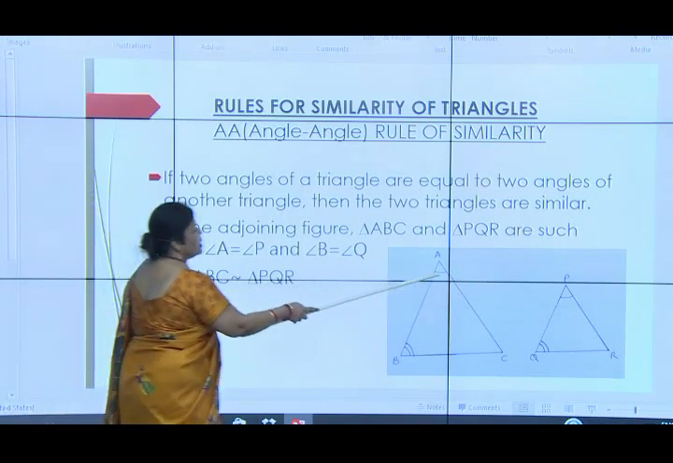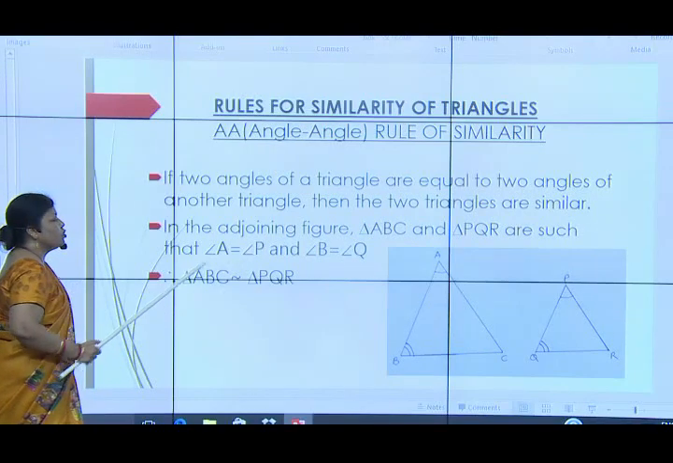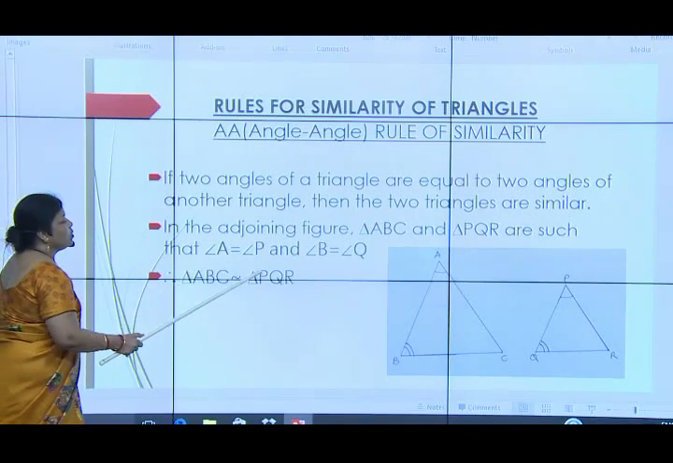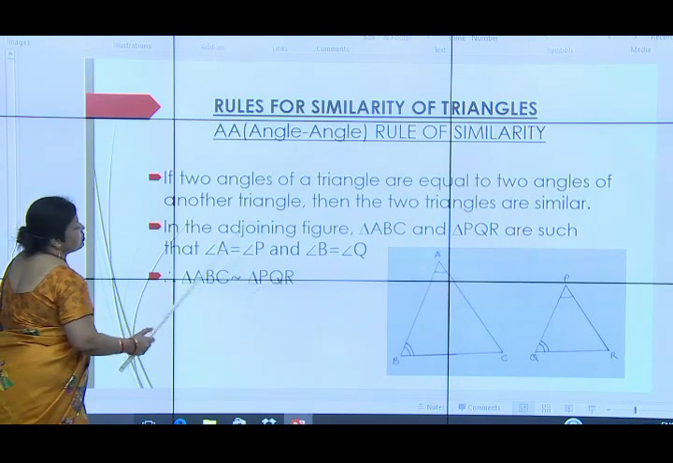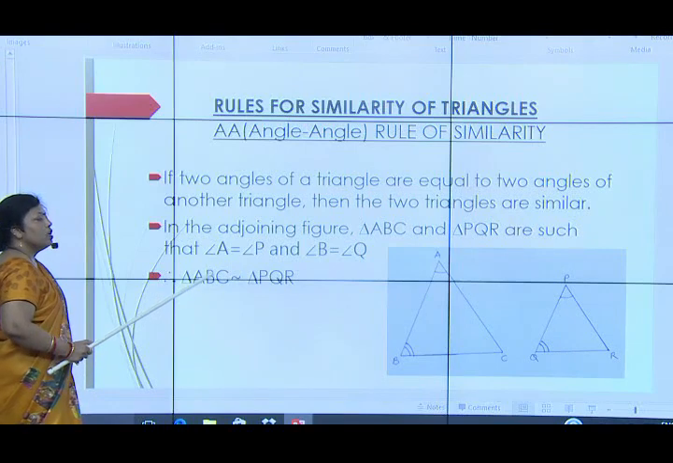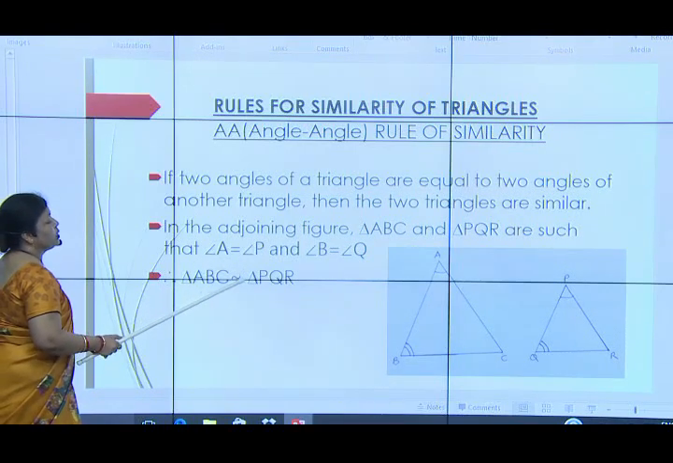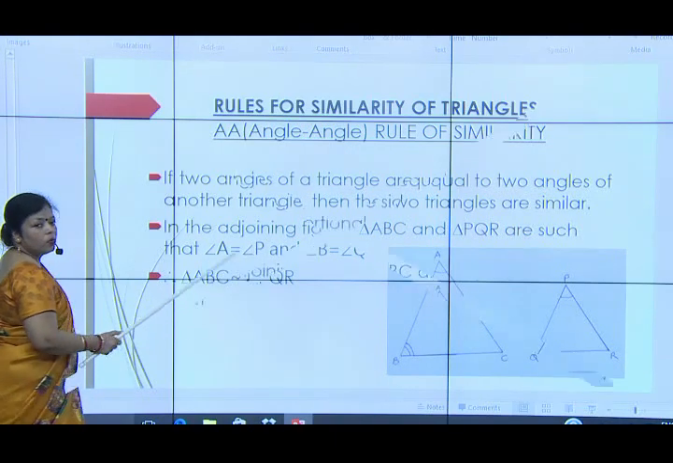Here you can see A and P are equal. We cannot write it in any other form. It should correspond. A is equal to P, B is equal to Q, and so C will be equal to R. So all these three angles will be equal to these three angles. It should be written like that only. This is a very important thing to be noted down. So triangle ABC is similar to triangle PQR.